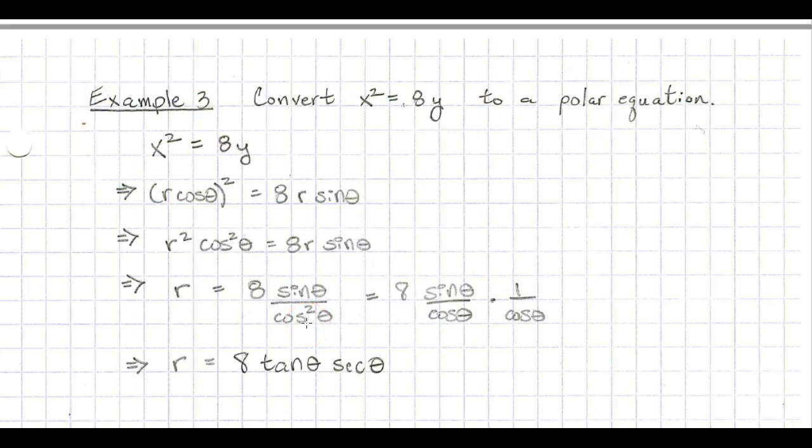So some people would like to write this without fractions. So sine theta over cosine theta is tangent of theta, and then 1 over the remaining cosine theta is secant theta. So that's the best way to write it. R equals something. We always want to write it as r equals something when we're writing a polar equation.